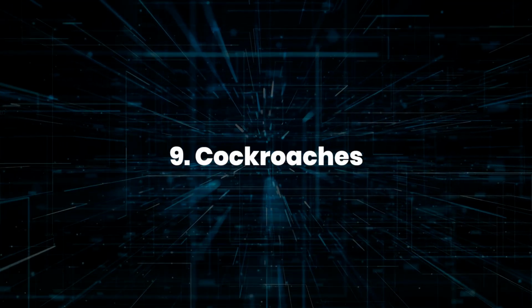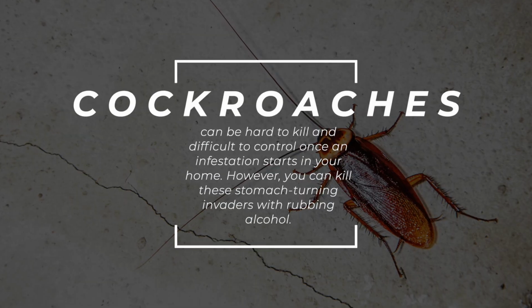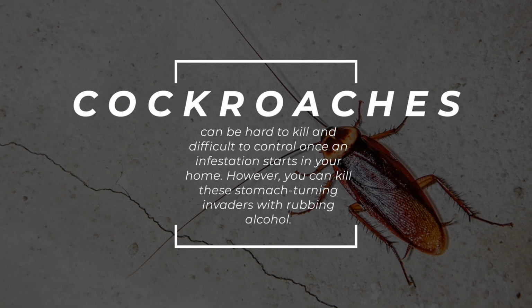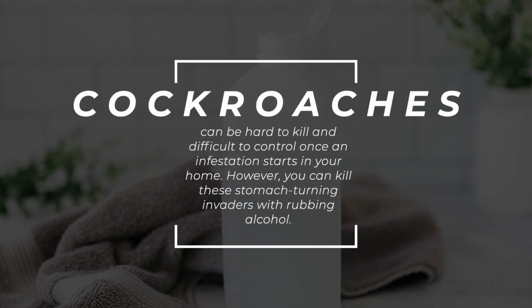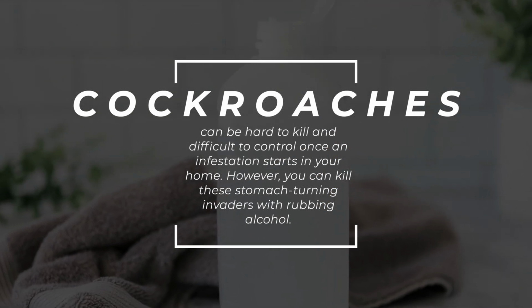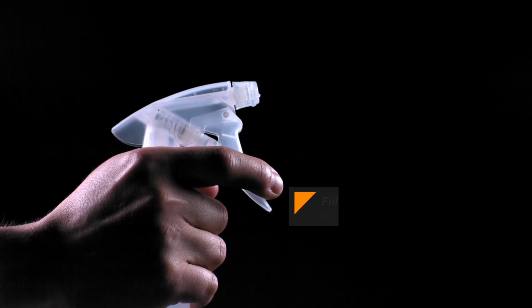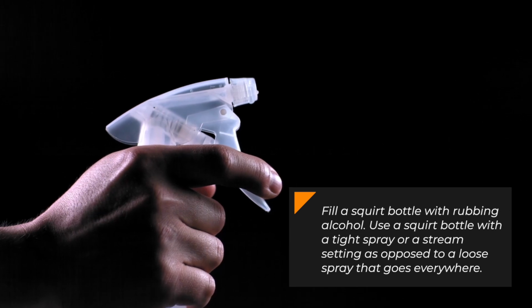9. Cockroaches. Cockroaches can be hard to kill and difficult to control once an infestation starts in your home. However, you can kill these stomach-turning invaders with rubbing alcohol. Fill a squirt bottle with rubbing alcohol.